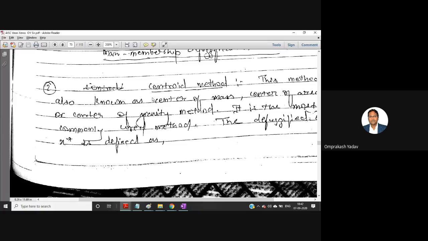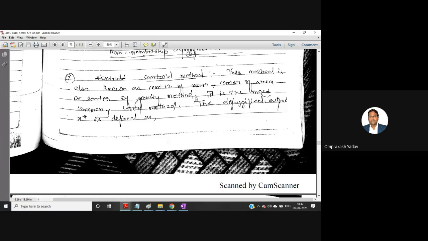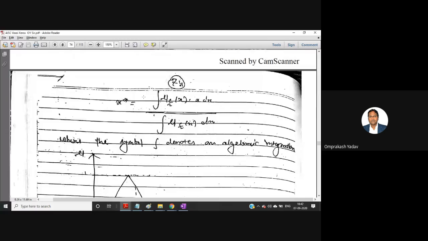I purposely didn't show you the formula again, because I wanted to solve that first, and then we come to this particular method. This method is also known as center of mass, center of area, or center of gravity method. It is the most commonly used method. The defuzzified output x star is given by the integration of mu c(x) into x dx upon the integration of mu c(x) dx. What we are doing is actually calculating the area and multiplying by x bar. It is nothing but doing the same thing.